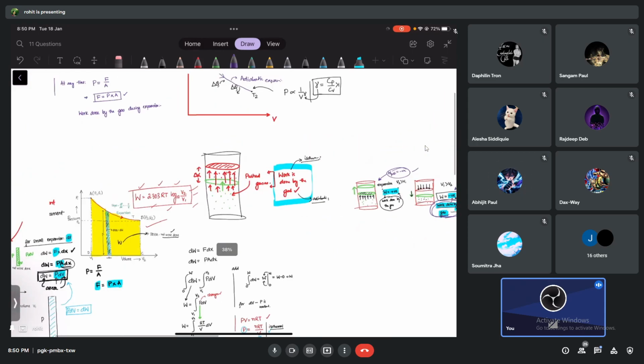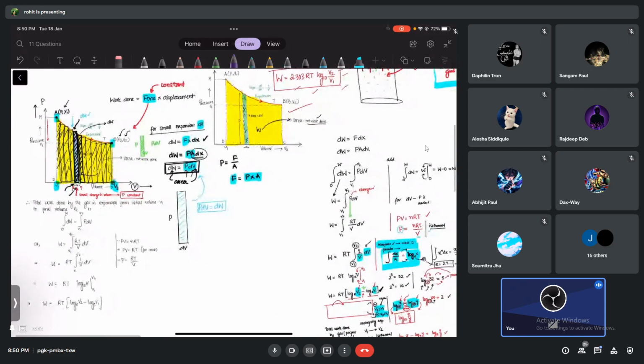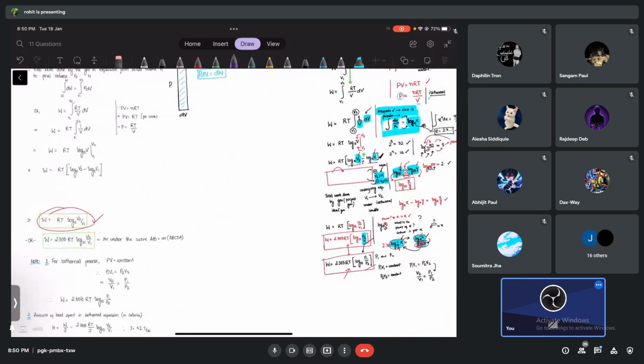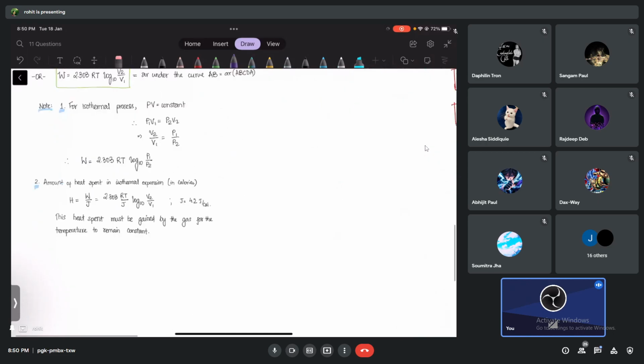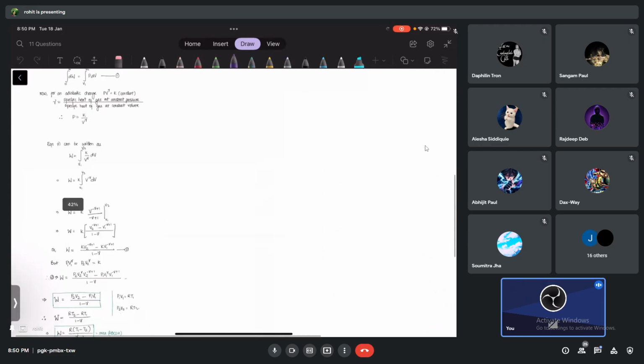So the first derivation, I'm sure you are clear. The second derivation is exactly a copy of this, but of course a few small changes are there. I'll send you all these notes, please. You have to study it today only. Then two numericals you have to do based on these two formulas.